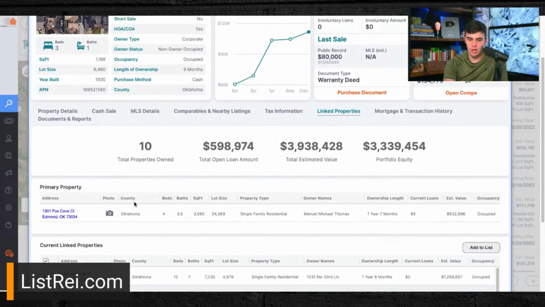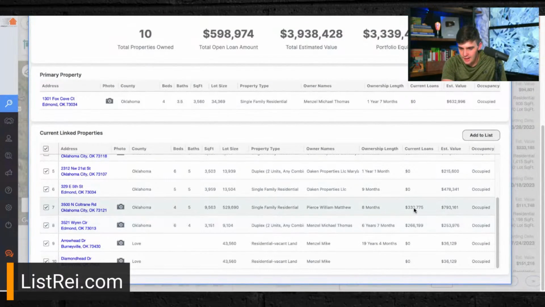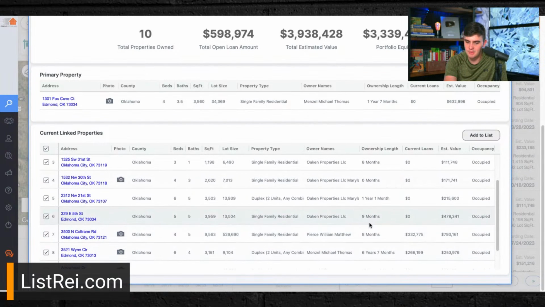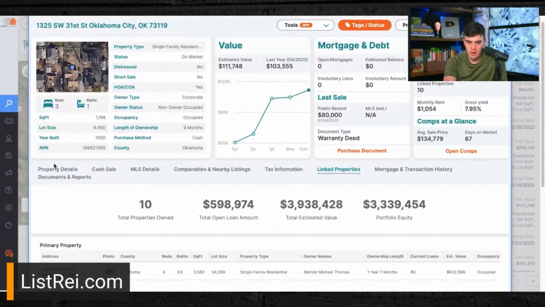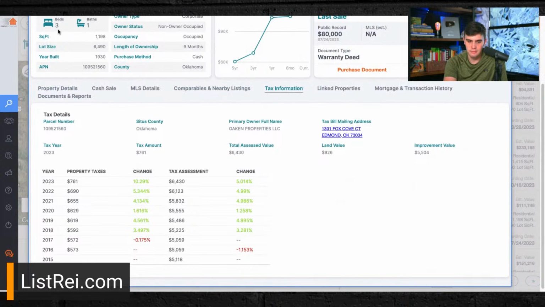So if I have a deal in Oklahoma City, this guy owns 10 rentals, and I can go to the ownership. He owned this one for 20 years. He's owned this for 8 months, 9 months. He's actively buying properties. This is a guy. I go here to property details, Oaken Properties. Boom, reach out to him. Simple. Boom, easy. So that's a cash buyer I can reach out to.